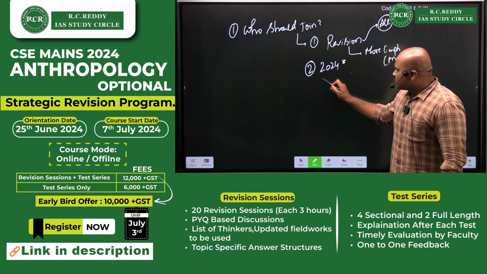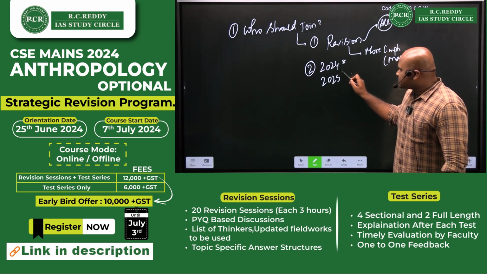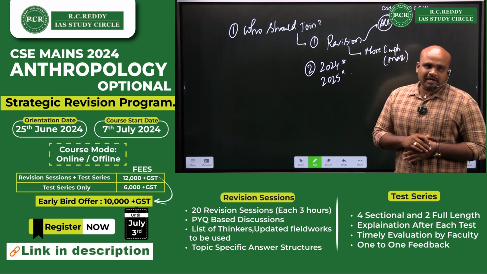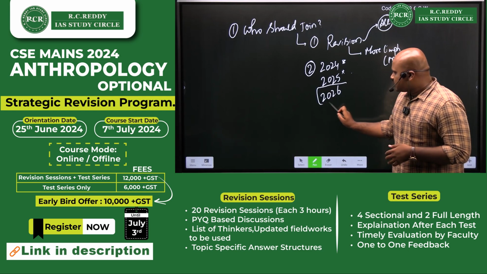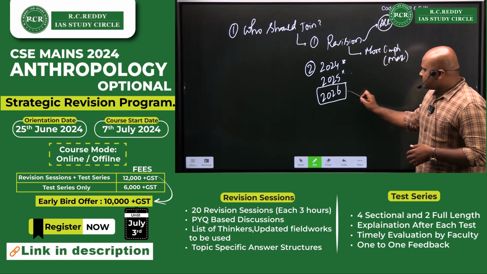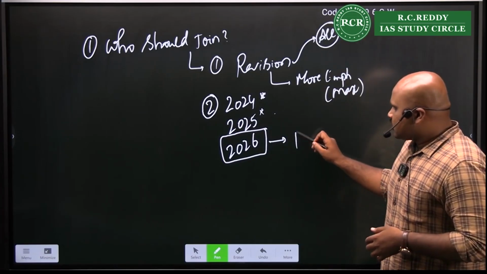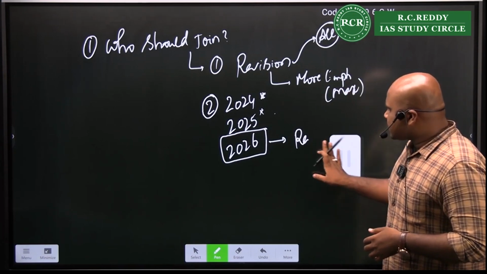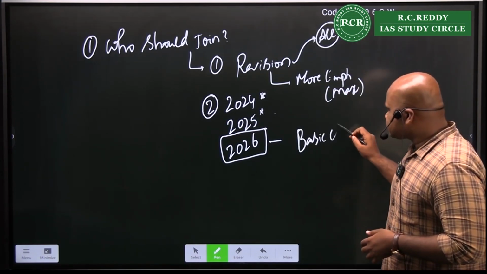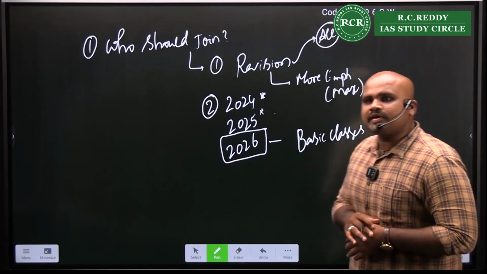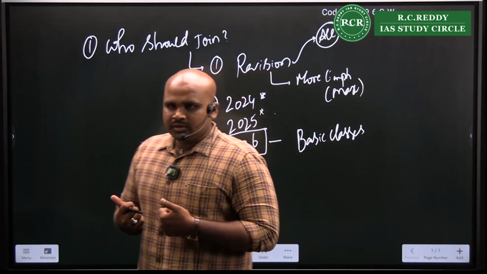An individual who is confident that they will be writing mains in 2025. An individual who is planning to attempt in 26, but provided this individual should have finished at least one understanding of anthropology. Maybe you should have finished the basic classes. And once you have finished the basic classes, maybe you can attend this program.